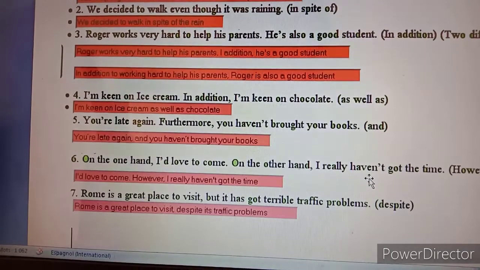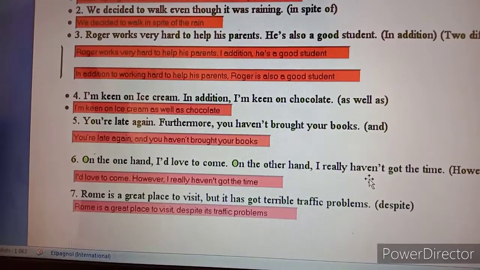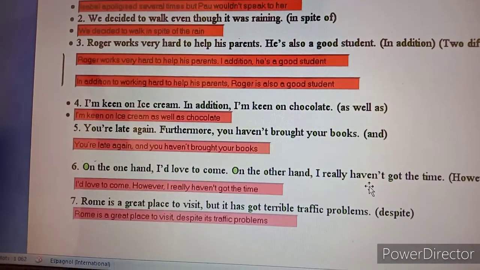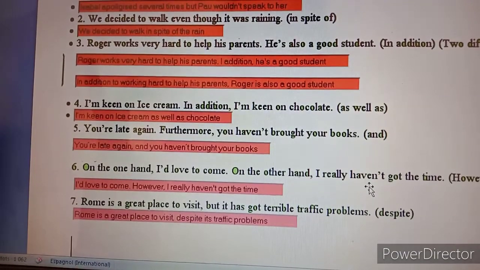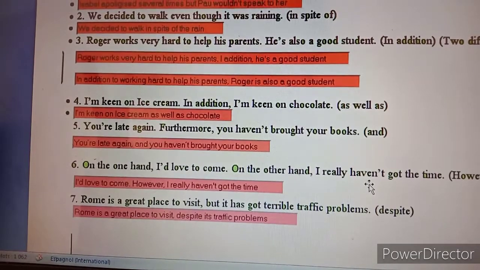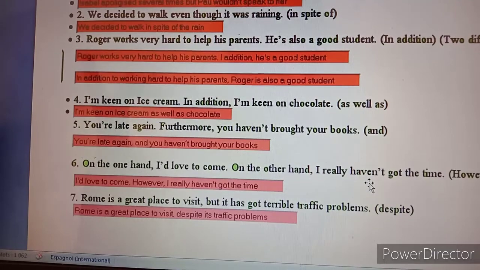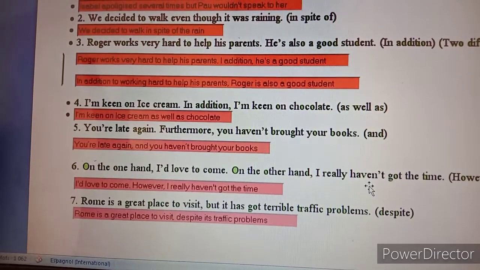Number 7. Rome is a great place to visit, but it has got terrible traffic problems. So we will put despite. Look at this sentence. So what are we going to change? Because we have despite, we should put a noun phrase. Rome is a great place to visit despite its traffic problems.